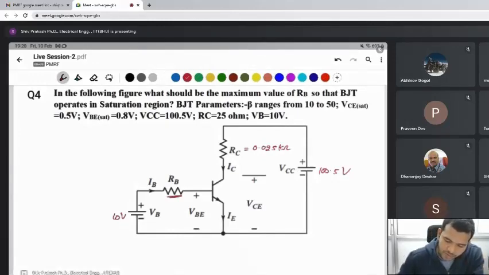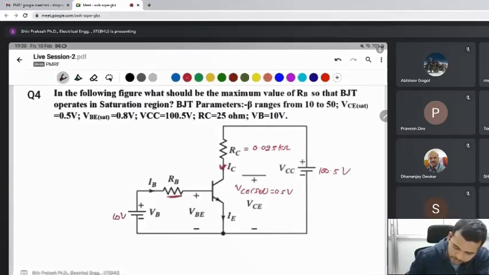We are asked about the maximum value of RB, so that the BJT goes into the saturation region. This BJT must be operated in the saturation region. Then what is the value of RB when beta changes from 10 to 50? In the saturation region, VCE saturation is given as 0.5 volt. Then you find the collector current at saturation.